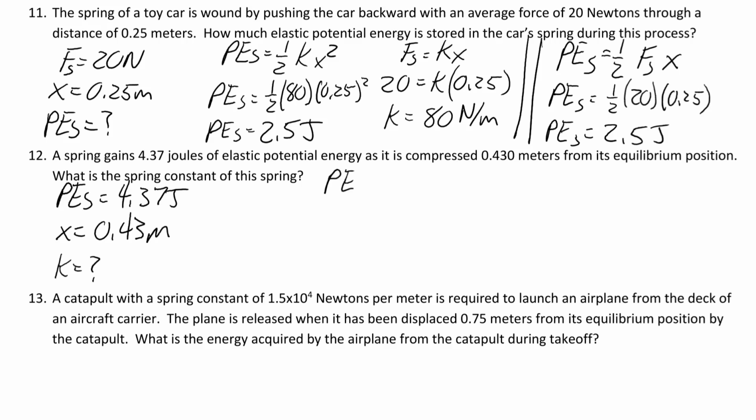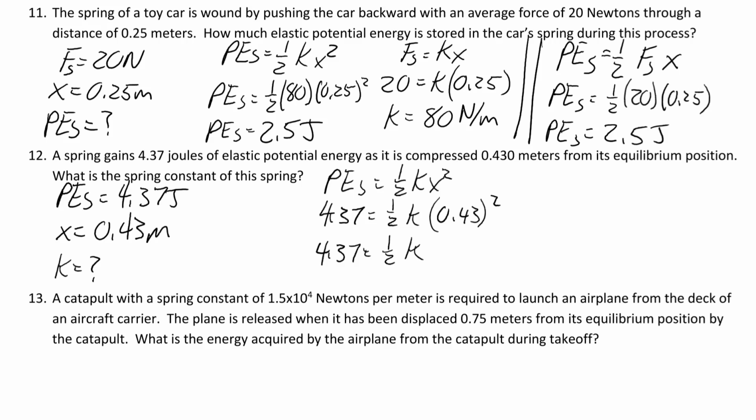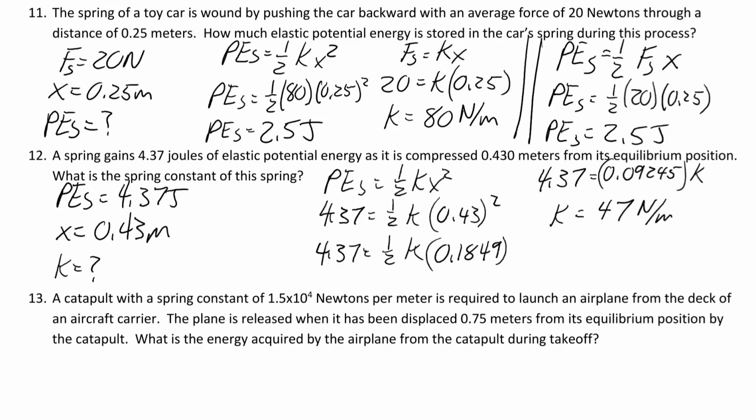This isn't anything crazy, it's just the formula. 1/2 kx squared, so 4.37 is equal to 1/2 times k times 0.43, don't forget to square it. So 0.43 squared is 0.1849. You have to multiply that by a half, so 4.37 is equal to 0.09245 times k. So you do 4.37 divided by that weird decimal, and you get about 47 newtons per meter.